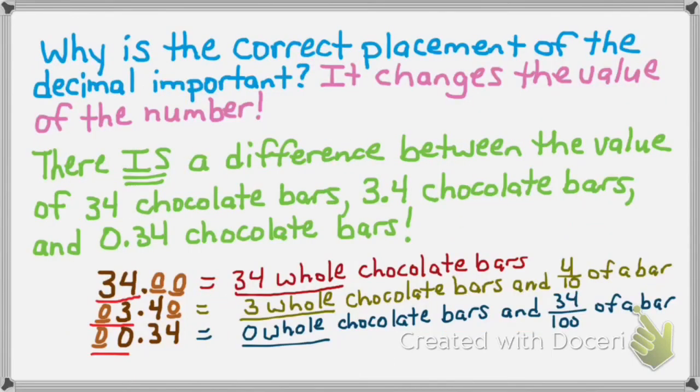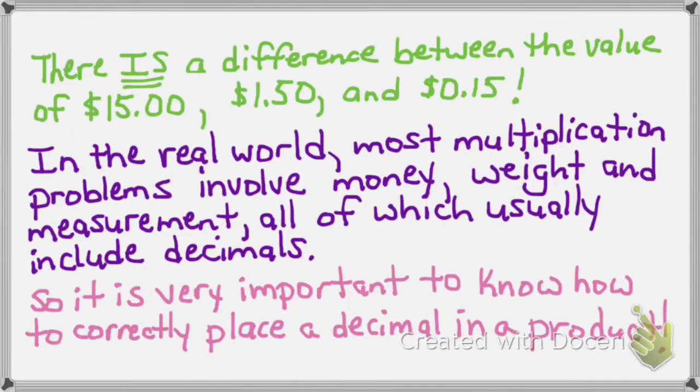So let's review. Why is the correct placement of the decimal important? Because it changes the value of the number. There is a difference between the value of 34 chocolate bars, 3 4/10 chocolate bars, or 0 3/400 chocolate bars. There is a difference between $15, $1.50, and 15 cents.